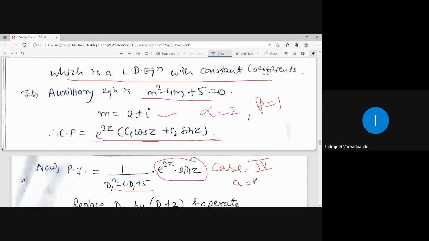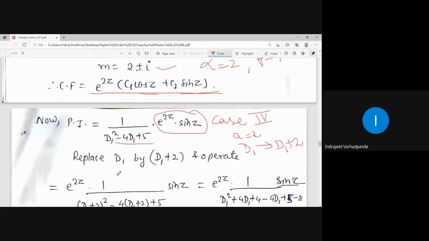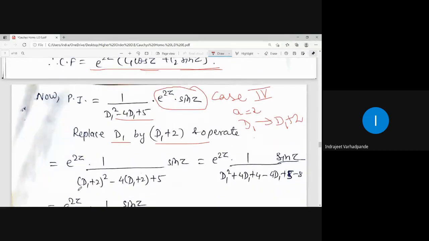So replace every D1 by D1 plus 2, because a is always to be taken from the coefficient in the exponential term. So here I will be replacing D1 by D1 plus 2 and operate. e to the power 2z outside, 1 upon (D1 plus 2) whole square minus 4 into (D1 plus 2) plus 5 to be operated on sin z.